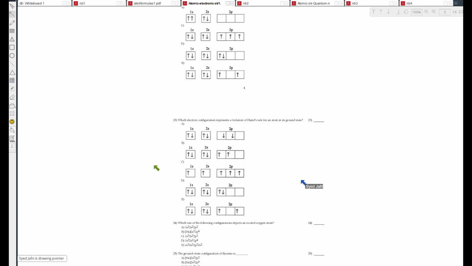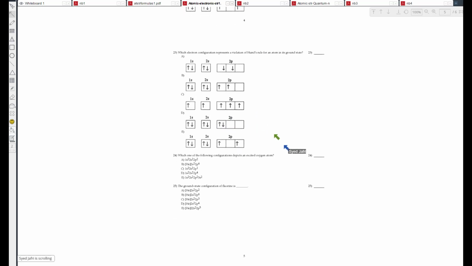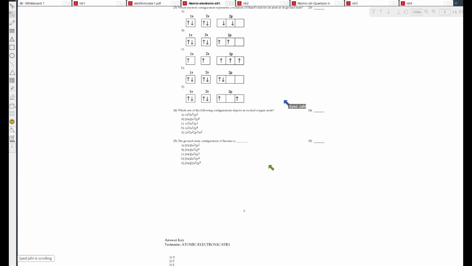What about 23? Violation of Hund's, let's see. It'd be this one, D, right? No, hold on. Hund's rule. You're right, you're right. Okay, what about this one?